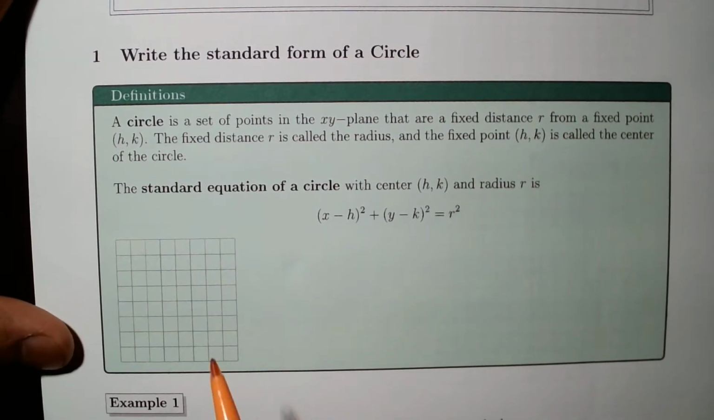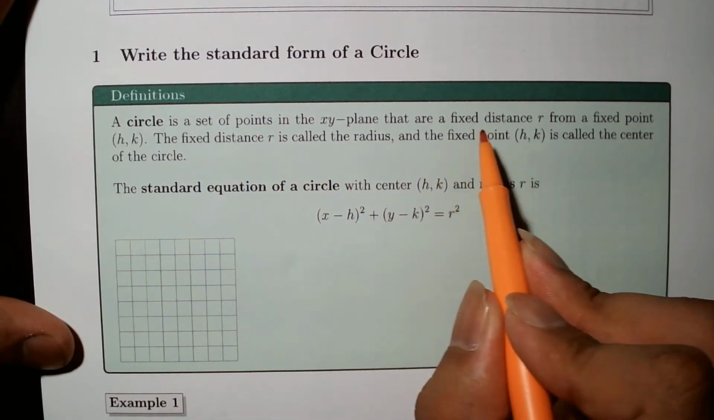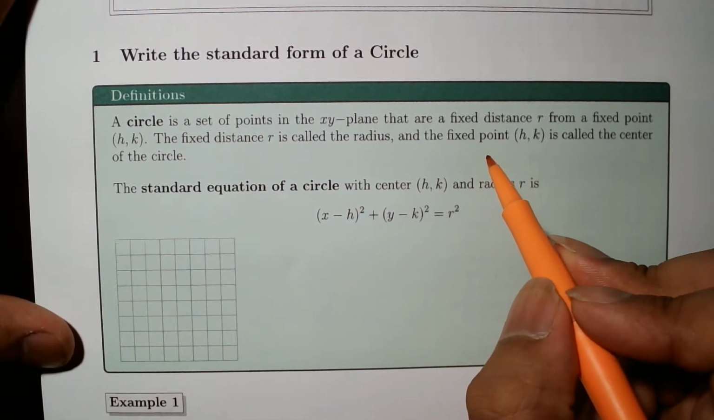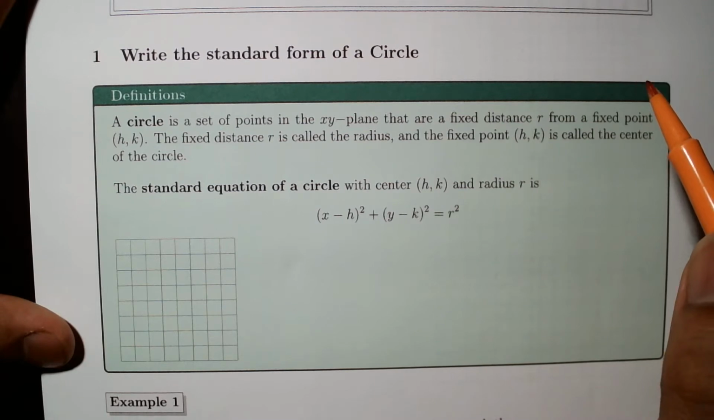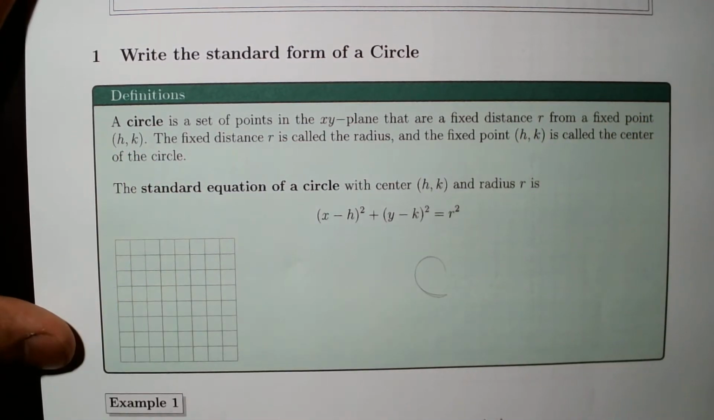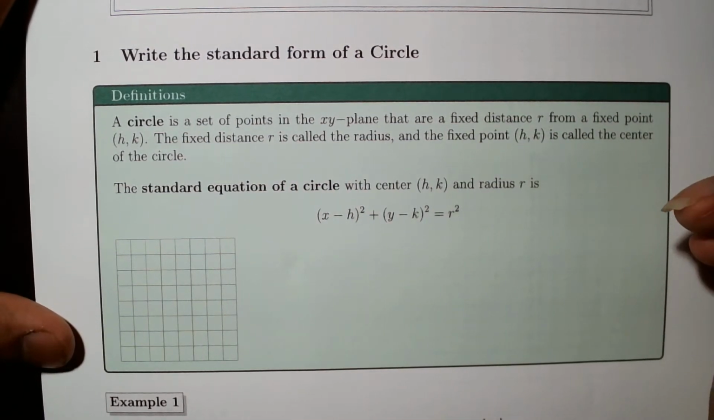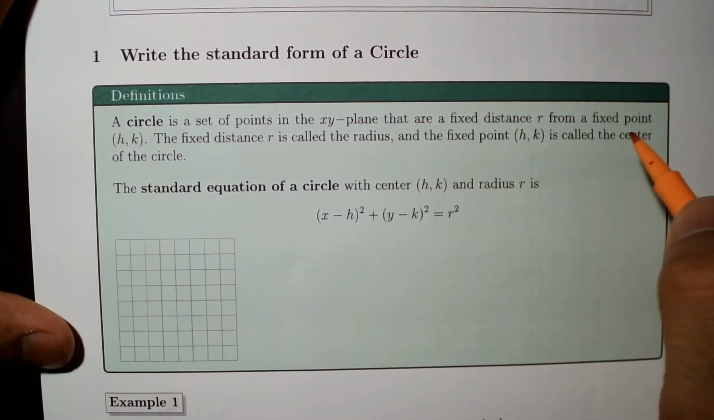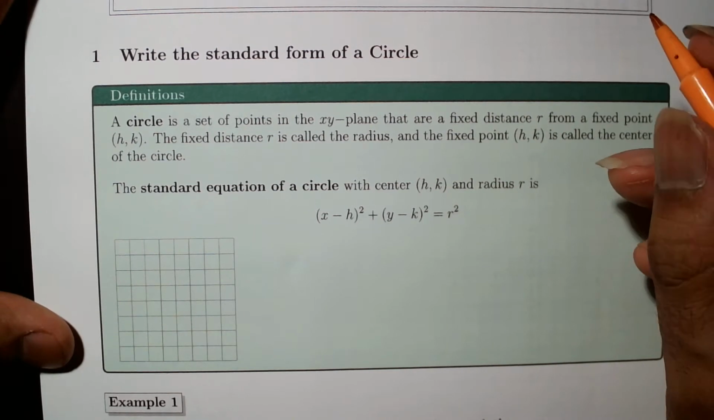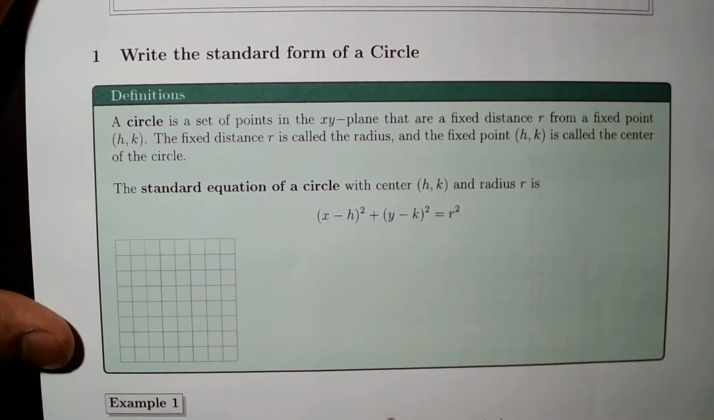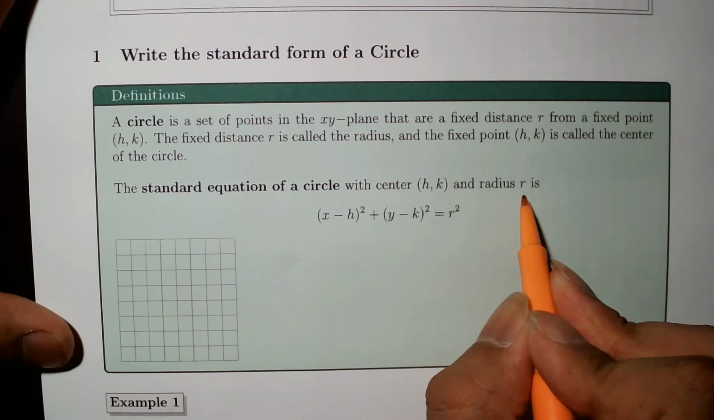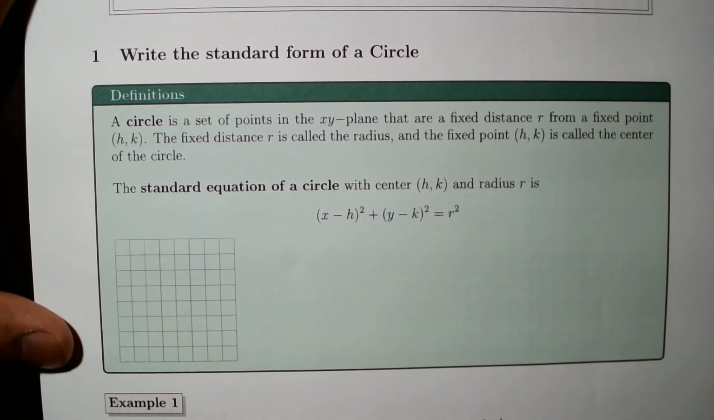Okay, so a circle is a set of all points in the xy plane that are a fixed distance r from a fixed point (h, k). The fixed distance r is called the radius, and the fixed point (h, k) is called the center of the circle. And the standard equation of the circle with center (h, k) and radius r, it's this equation right here.